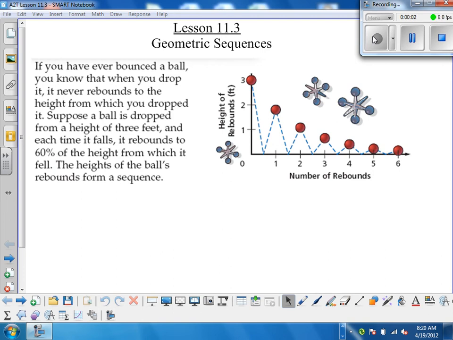In lesson 11.3, we're going to look at geometric sequences. We've talked about arithmetic sequences, and then we dealt with series. Now we're going to get into geometric and how they're different than arithmetic sequences.